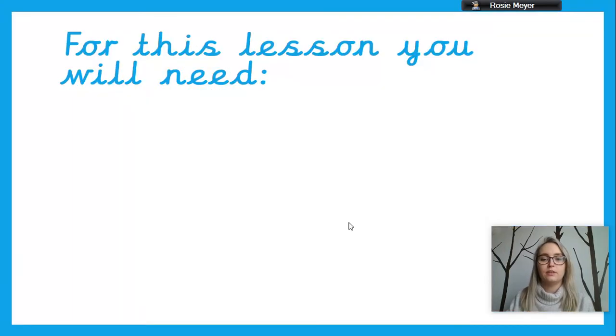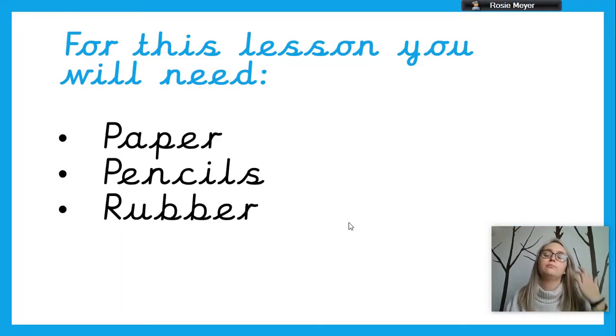So for this lesson you will need some paper, a pencil and a rubber if you have one, just in case we need to rub anything out. So when we're thinking about subtraction, we're thinking that the number is going to get smaller. So the first number that we're going to look at is going to be the whole number that we need to find. And we're going to be taking some away, subtracting some from that group. And we'll be left with a number that is smaller at the end.